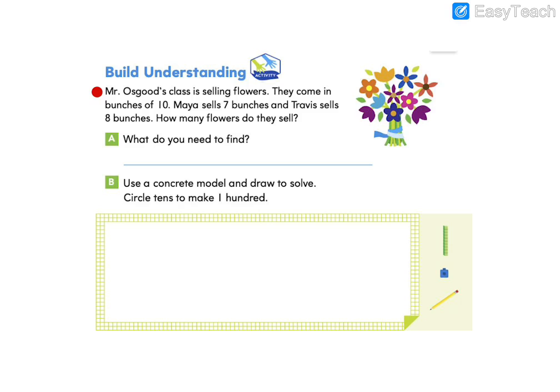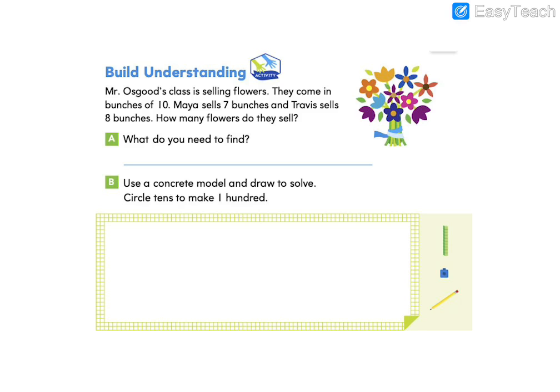Mr. Osgood's class is selling flowers. They come in bunches of 10. Maya sells 7 bunches, and Travis sells 8 bunches. How many flowers do they sell? Letter A asks us, what do we need to find? We know that Maya sells 7 bunches of flowers, Travis sells 8 bunches, and that each of those bunches has 10 flowers in them. The question asks us, how many flowers do they sell?